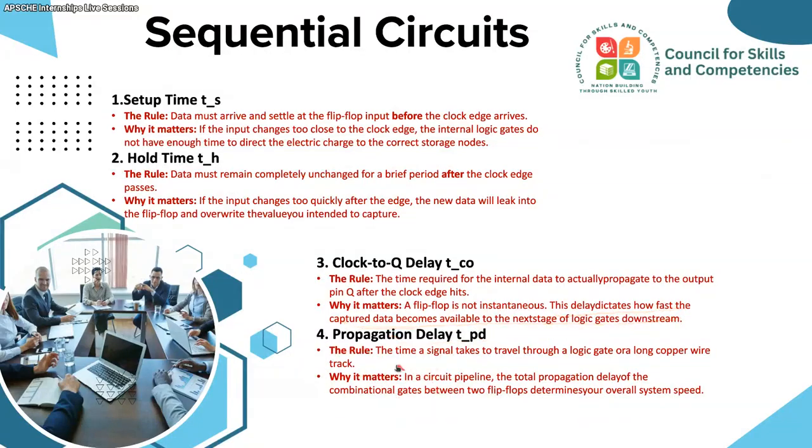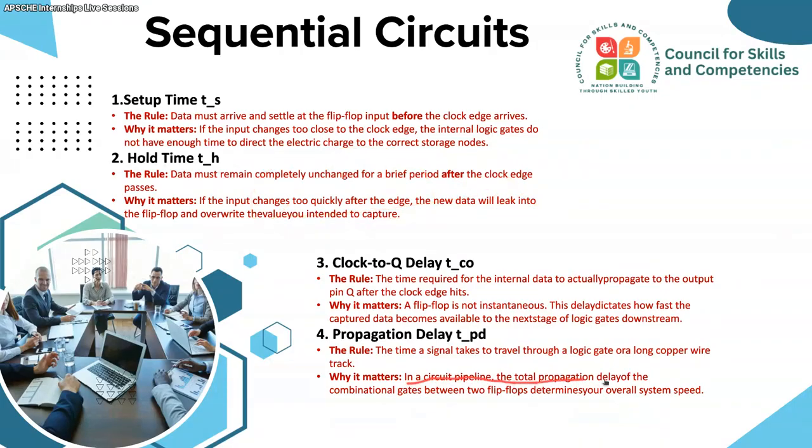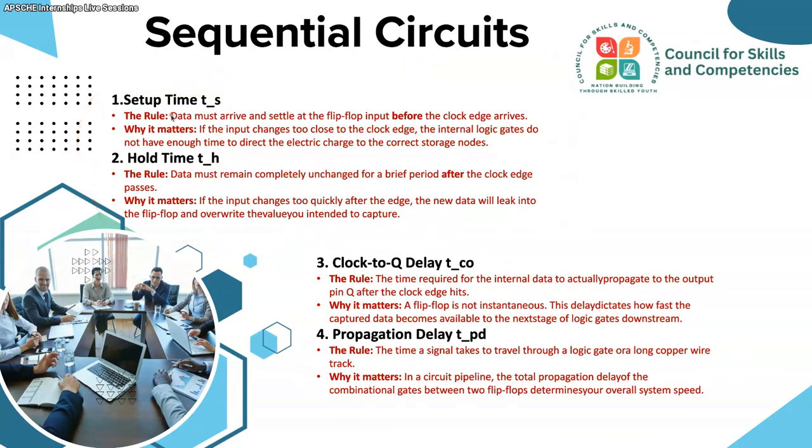Now the propagation delay is the time the signal takes to travel through a logic gate or a long copper wire, that is, from the logic gates to the output, the time it takes that signal to propagate. So in a circuit pipeline, the total propagation delay of a combinational gate between the two flip-flops determines our overall system speed. Okay, so this propagation delay determines our system speed. These are something which we have to understand when we implement it in a practical sense. Hope you guys are getting some idea about it.